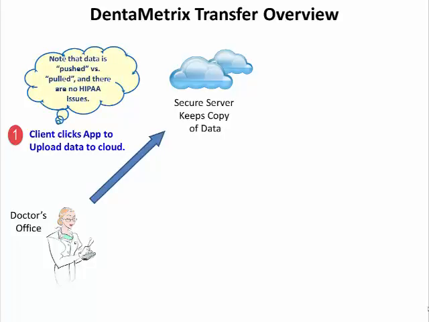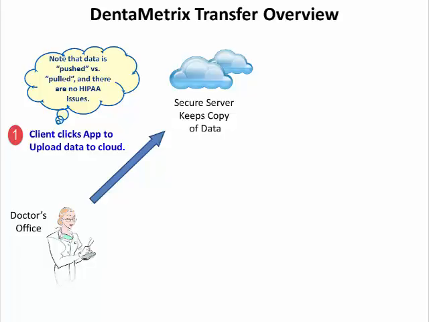A couple of points to note here. We purposely have the data being pushed by your team versus being pulled by the software. For one thing, your team knows when they finish closing out the prior month. And for another thing, a lot of security conscious doctors just don't like the idea of software wandering around in their system pulling data at will.